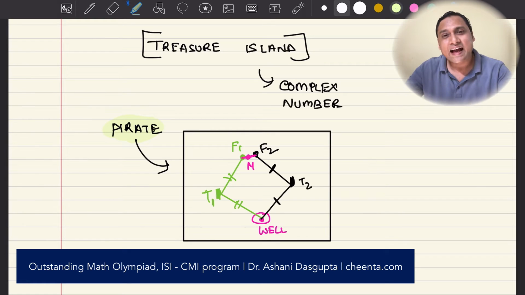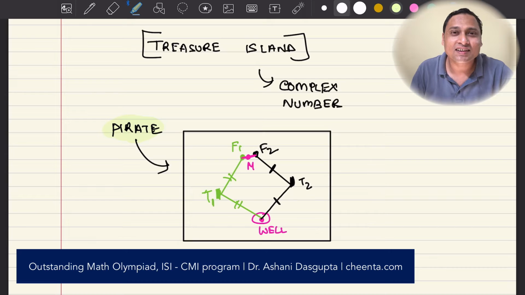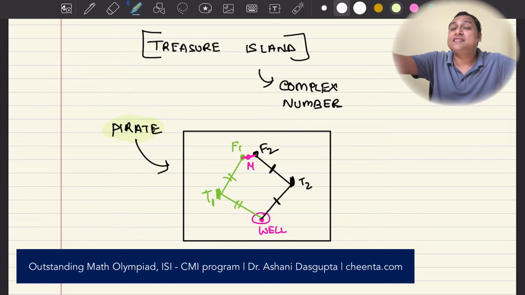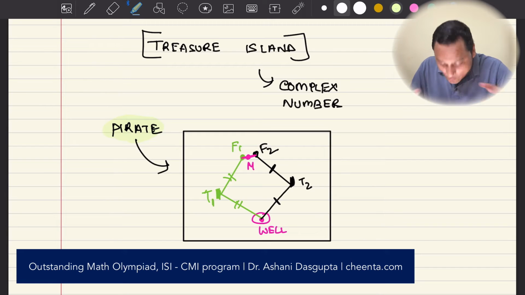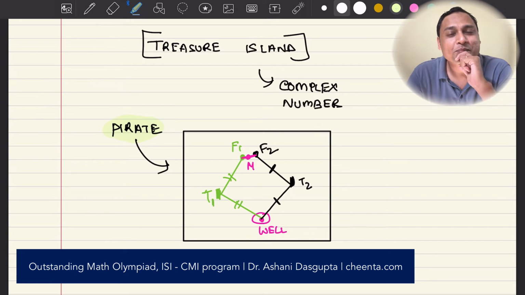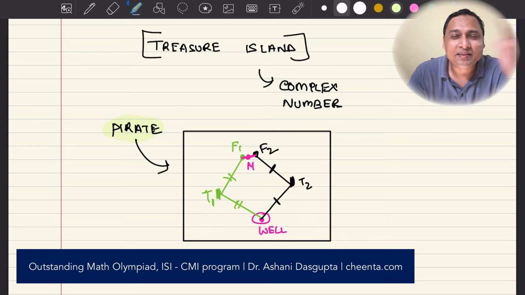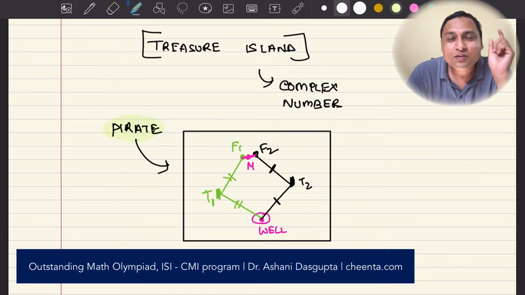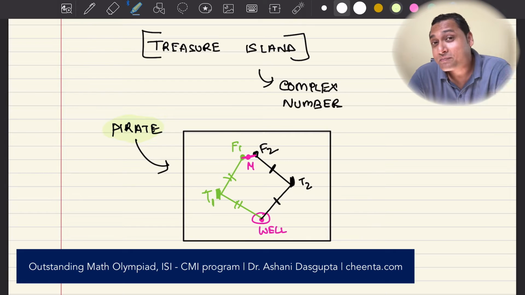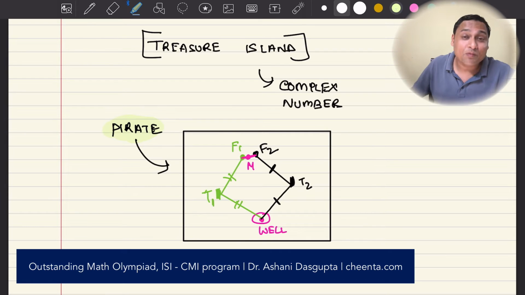So his son is very happy. Of course, he's getting the treasure. So he goes to that island. He sees that the trees are there, but something has happened and there is no sign of a well. There is no well in the island. So maybe there is an earthquake or something has happened. The well is not there. So what should he do? Should he come back? Because his starting point was the well.